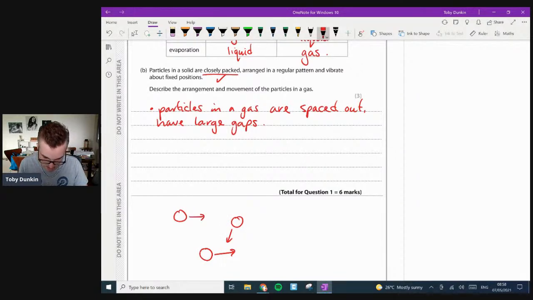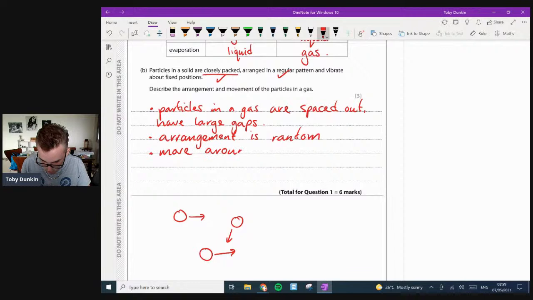So the next thing is, so we've done the packing. Now we need to do the arrangement. The arrangement is random. Okay, next, vibrate around a fixed position. So these ones move around randomly, and with high speed.